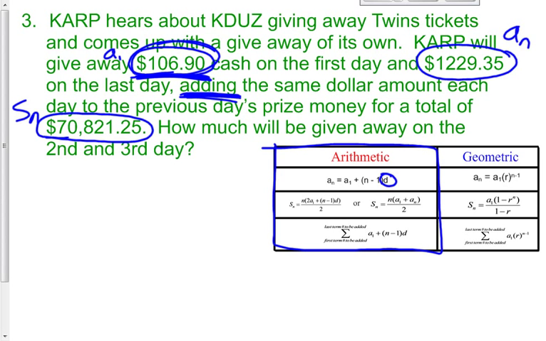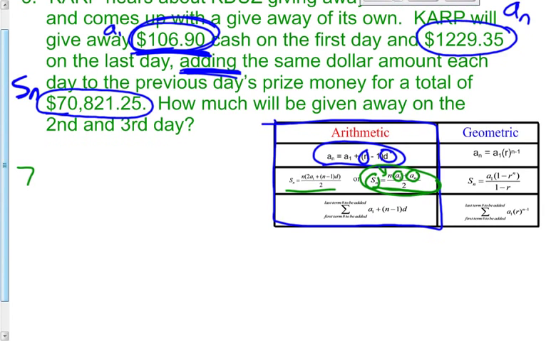Now I can't use this formula just yet, and the reason for that is because I don't know how many days there are. I don't know what n is, okay? So I first have to find that. If they give you S sub n, class, you can know right away that you're going to have to use one of these two formulas, either this one or this one. So in this particular example, you have the first day, you have the nth day, and you have S sub n. So you have this one, and you have this one. So being that you're given those three things, we can now find n, our unknown. So that's going to be our first step. So we have 70,000, 821.25.